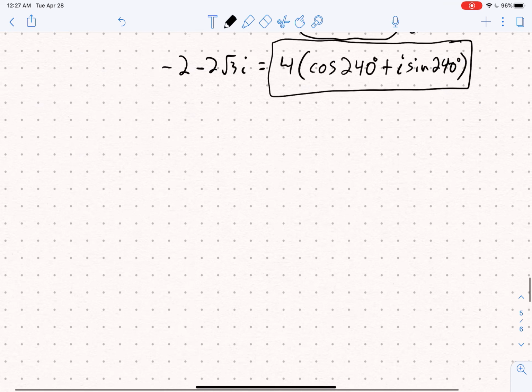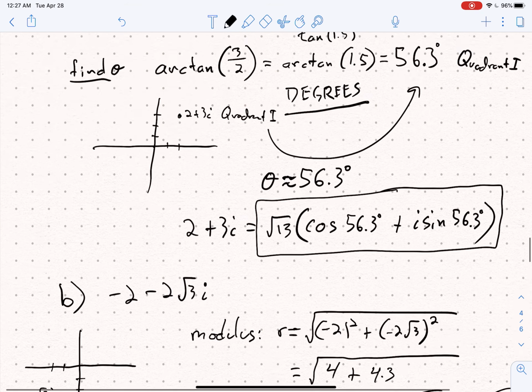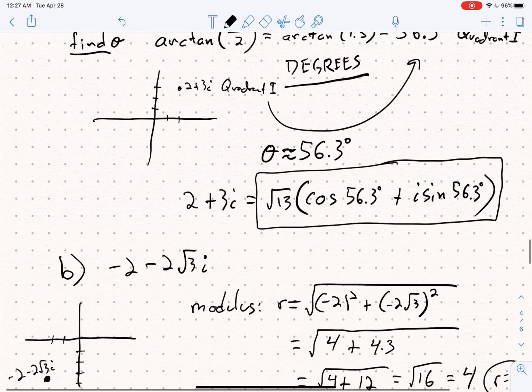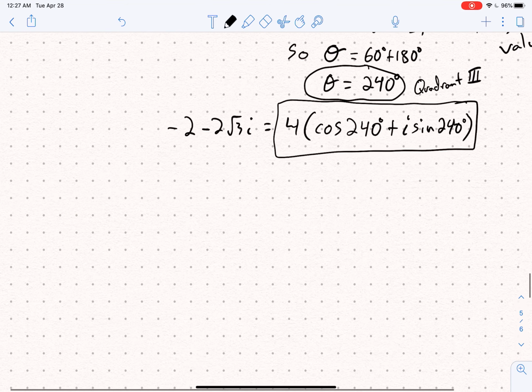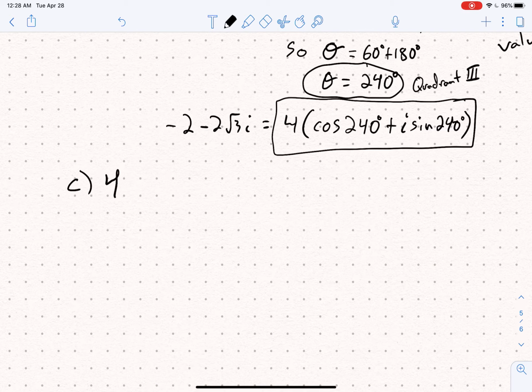Give myself just a little more room here. So, part C, 4 minus 3i. Let's do it. First of all, if we were to graph this, the x-coordinate is 4, that's the a, and the y-coordinate is -3, that's over here, (4, -3). This is in quadrant 4. That's 4 minus 3i. Okay, quadrant 4.